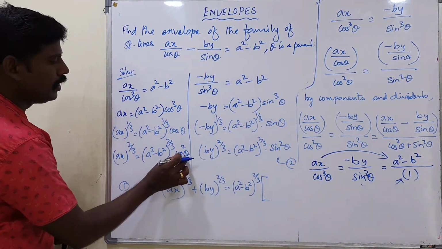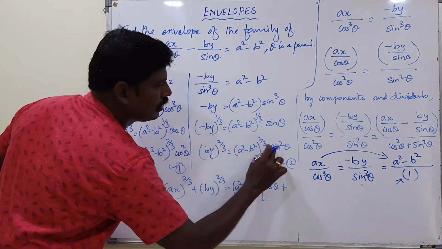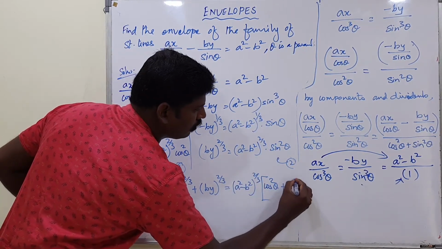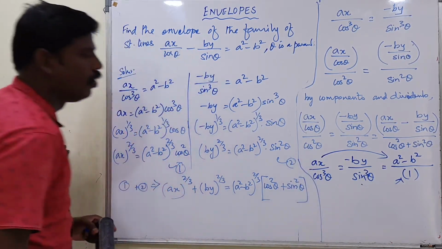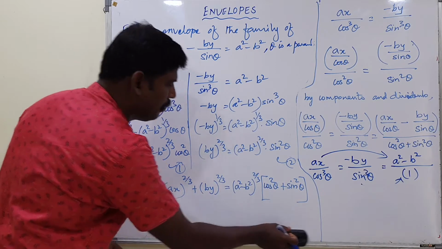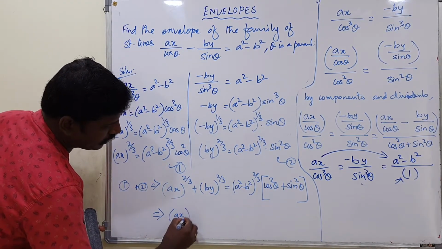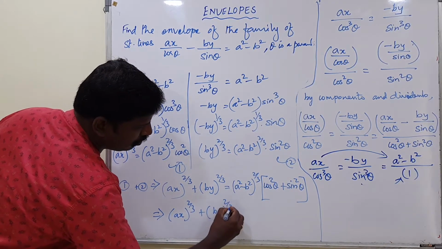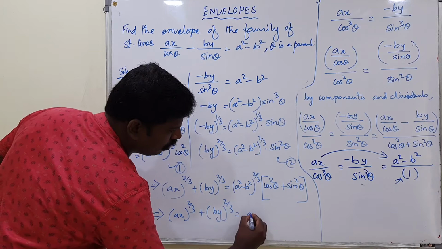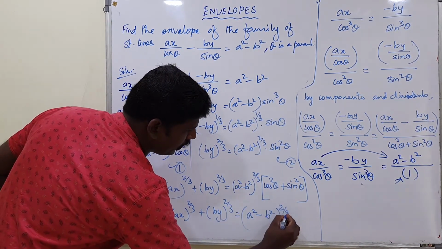What is remaining in the right hand side? cos²θ plus sin²θ. Right? What is this cos²θ plus sin²θ? It becomes 1. So this implies x^(2/3) plus y^(2/3) equals, this becomes 1, so what you will get? (a²−b²)^(2/3).